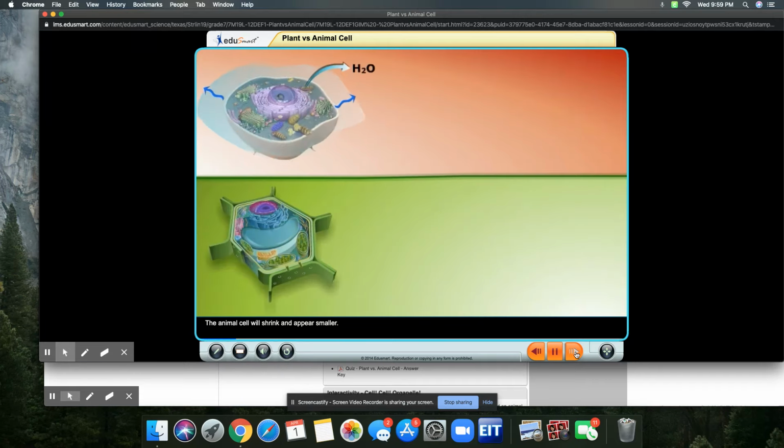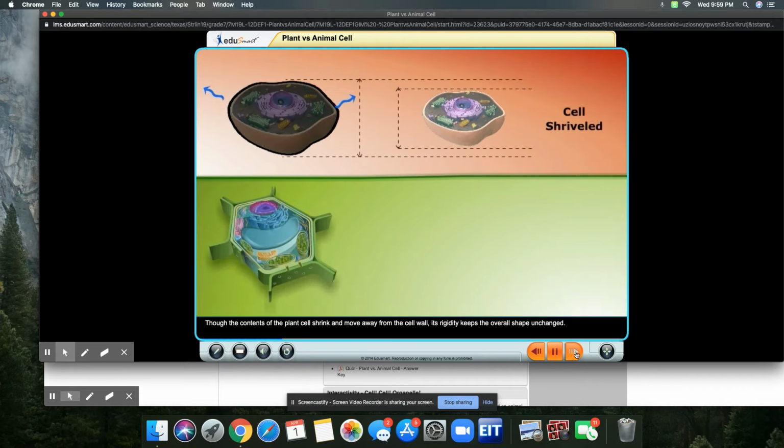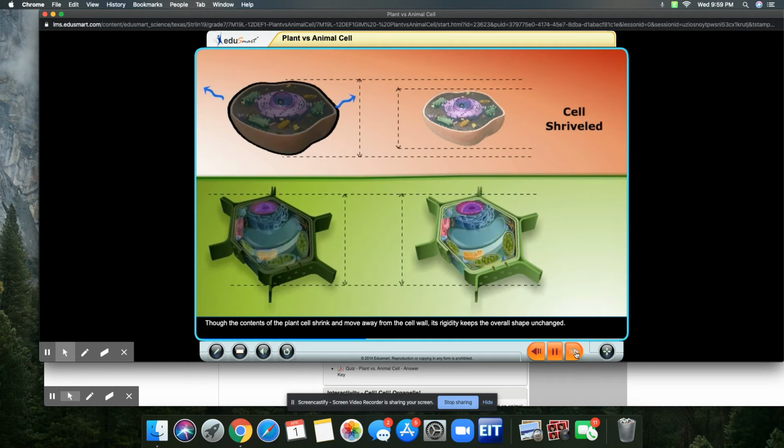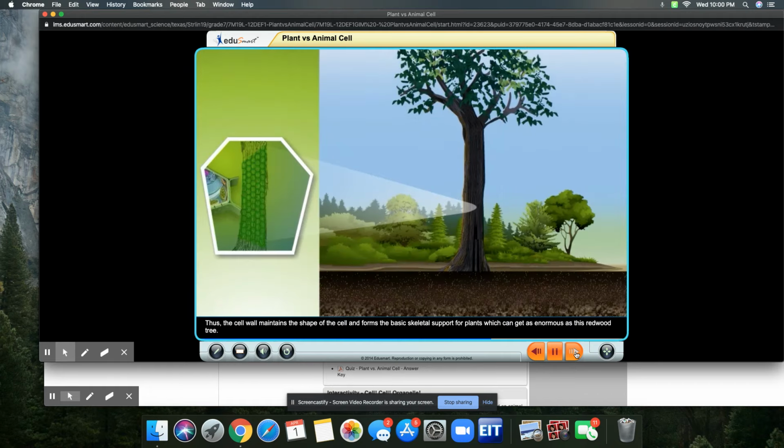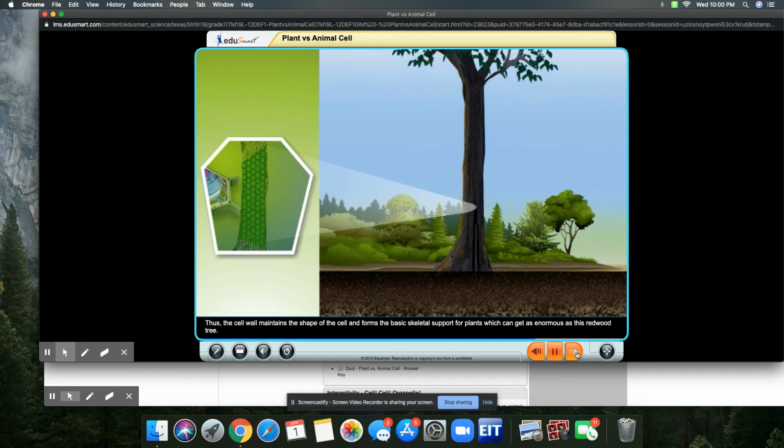The animal cell will shrink and appear smaller. Though the contents of the plant cell shrink and move away from the cell wall, its rigidity keeps the overall shape unchanged. Thus, the cell wall maintains the shape of the cell and forms the basic skeletal support for plants, which can get as enormous as this redwood tree.